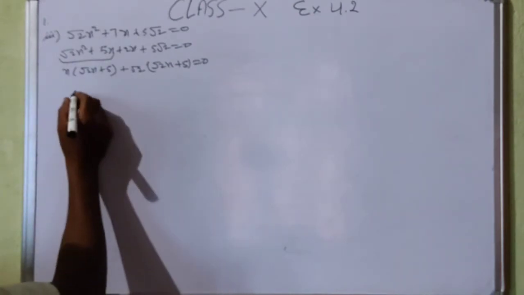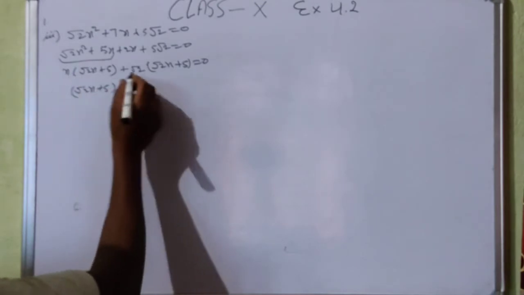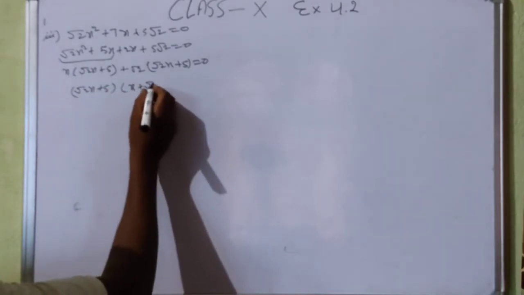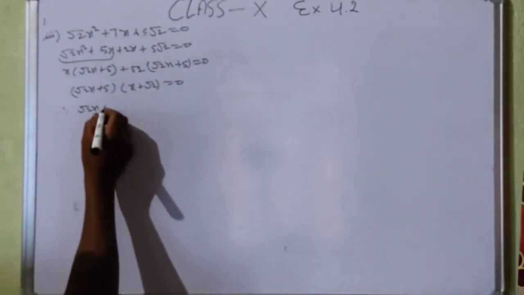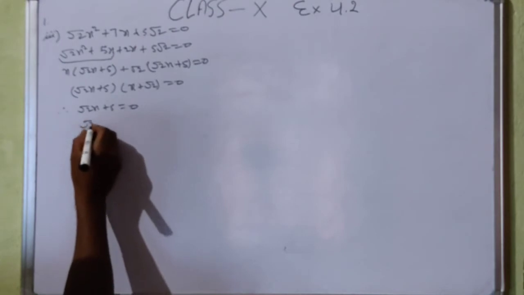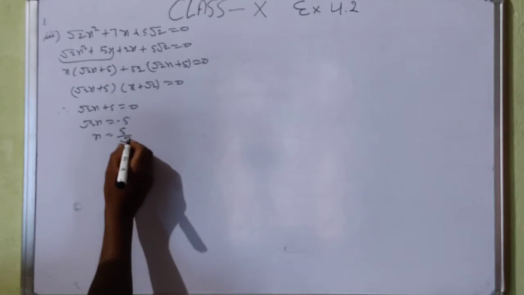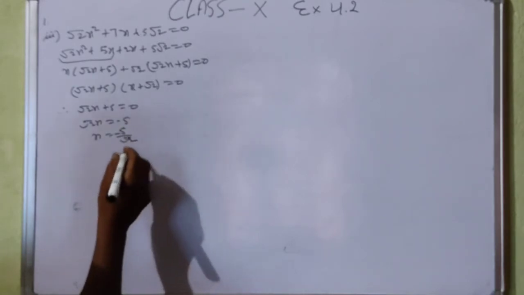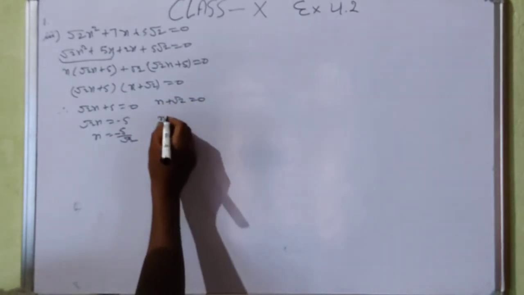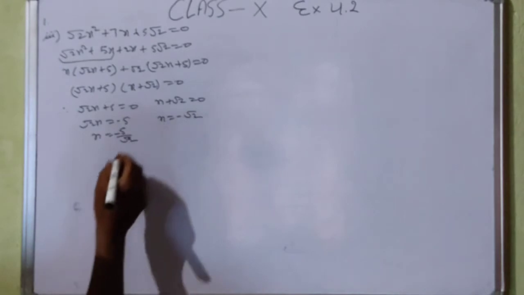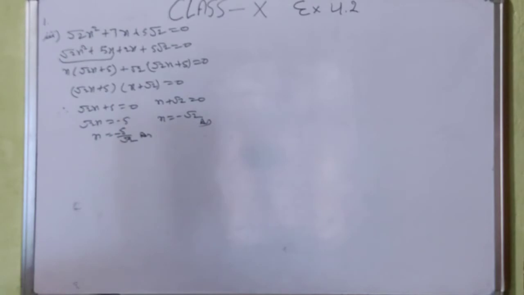Now both brackets are same. Under root 2 x plus 5, and then this one comes inside the bracket, is equal to 0. So under root 2 x plus 5 is equal to 0. So under root 2 x is equal to minus 5. So x is equal to minus 5 upon under root 2. And then for second, x plus under root 2 is equal to 0. So x is equal to minus under root 2. So these are the two roots of this equation.